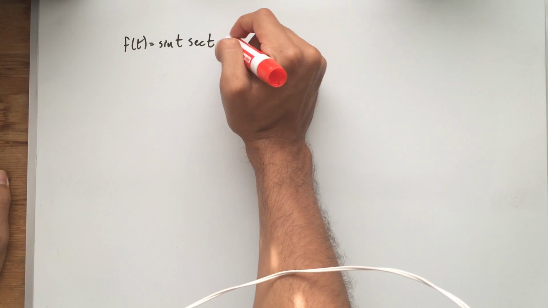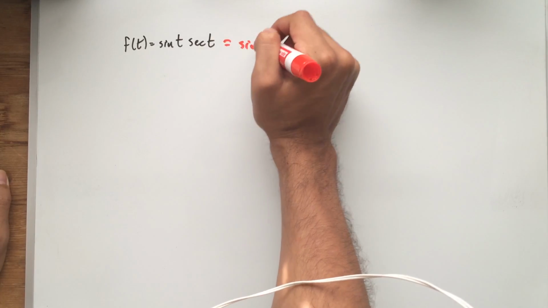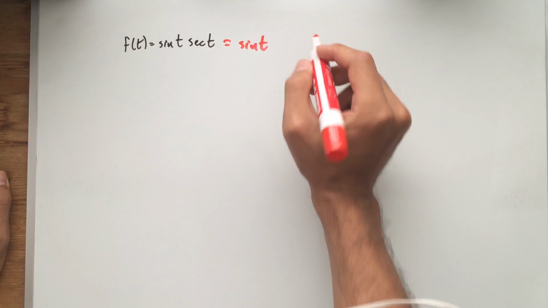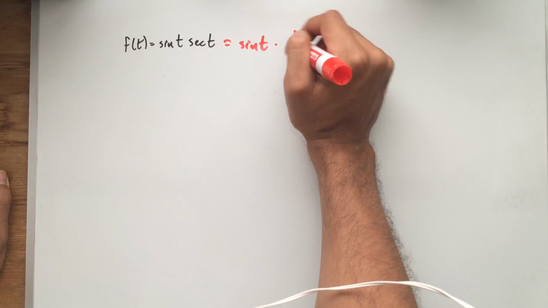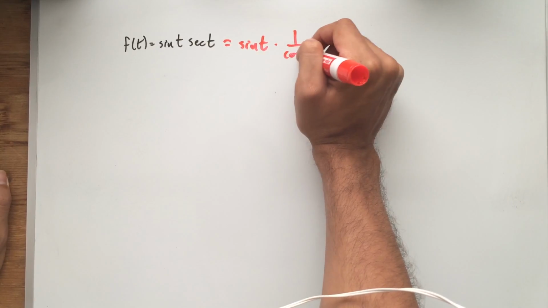For this problem, we want to find the derivative of f of t equals sine of t times secant of t. For these, you will always want to try to simplify them using sine and cosine. So this can be written as sine of t, and the secant of t is just 1 over cosine of t.